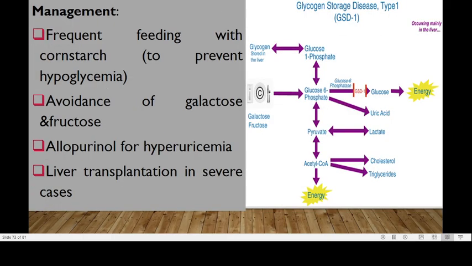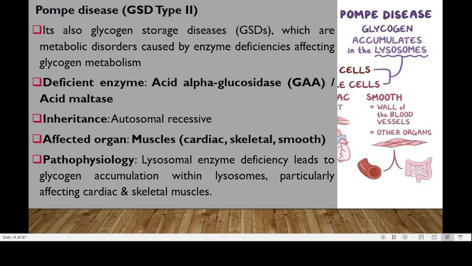In terms of management, you could do frequent feeding with cornstarch to prevent hypoglycemia and avoidance of galactose and fructose. You could use allopurinol for hyperuricemia and liver transplantation in severe cases. The second type of glycogen storage disorder is Pompe's disease.